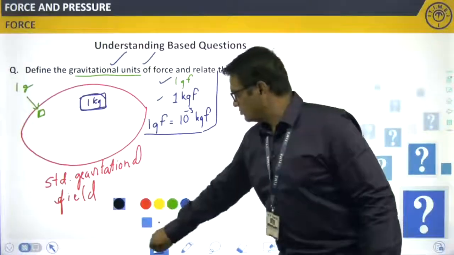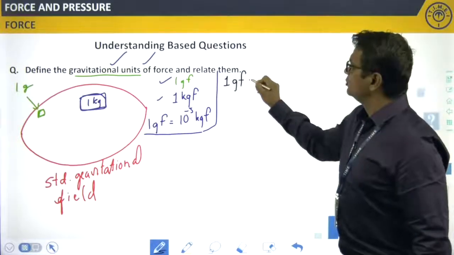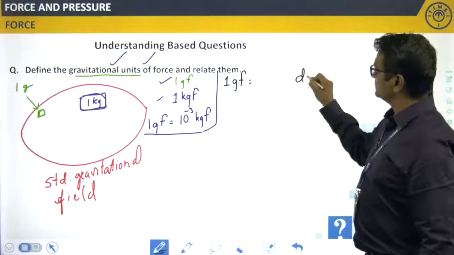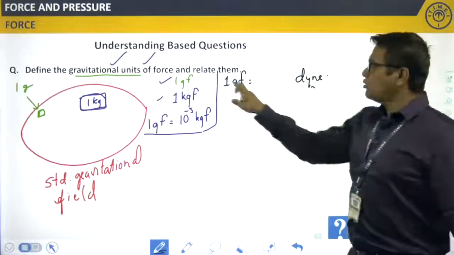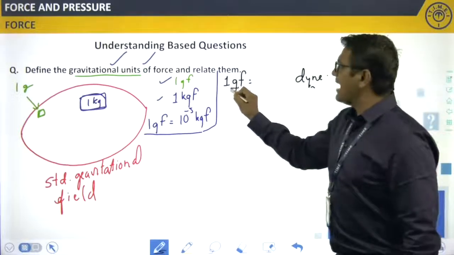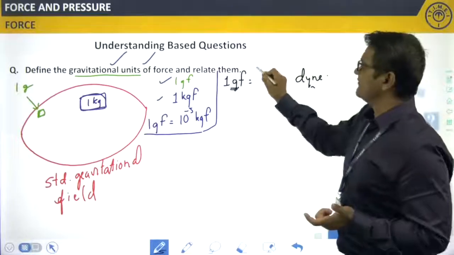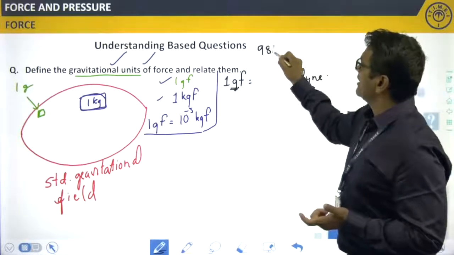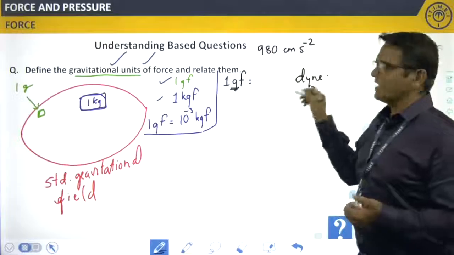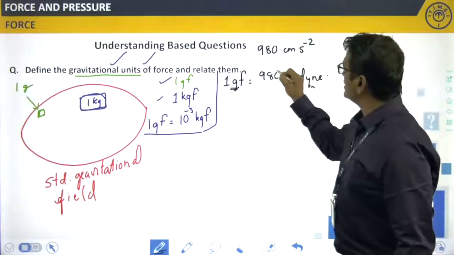For this, I'll explain what 1 gf is equal to in the CGS system. The CGS unit of force is dyne. So how do I convert 1 gf into dyne? For that, I'll have to multiply by the acceleration due to gravity in the CGS system, which is 980 centimeter per second square. If I multiply 1 by this, I'll get the answer in dyne. So 1 gf is nothing but 980 dyne.